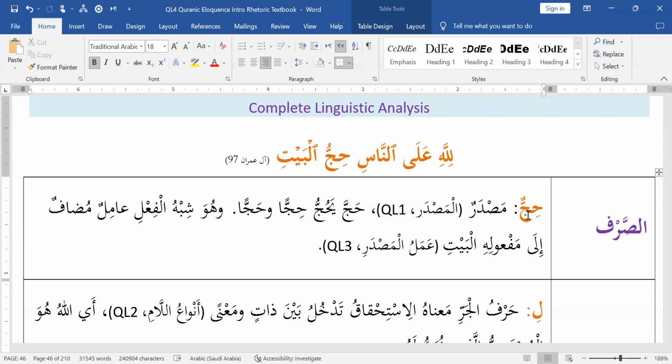And then what does hajj mean? It means to intend. And are there different lughat? Yes, there's hajj and hijj. Then there are qira'at.